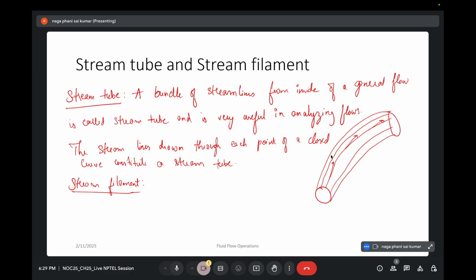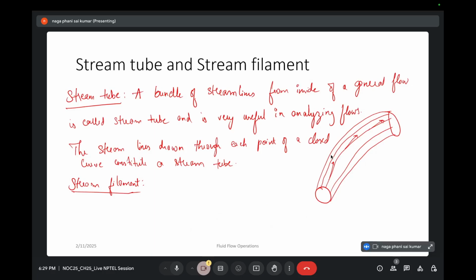So we have two concepts: the stream tube and the stream filament. A bundle of streamlines in a general flow is called a stream tube. It is a collection of streamlines, and this will be useful in analyzing the flow patterns. These streamlines are drawn from each point of a closed curve, and they constitute a stream tube.